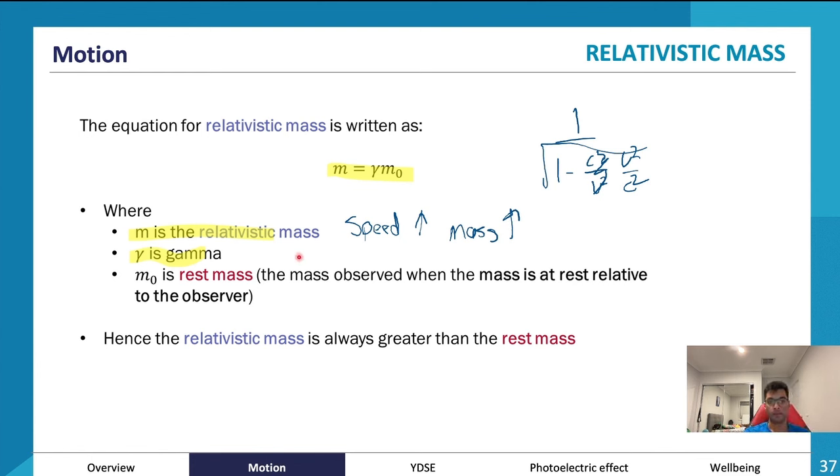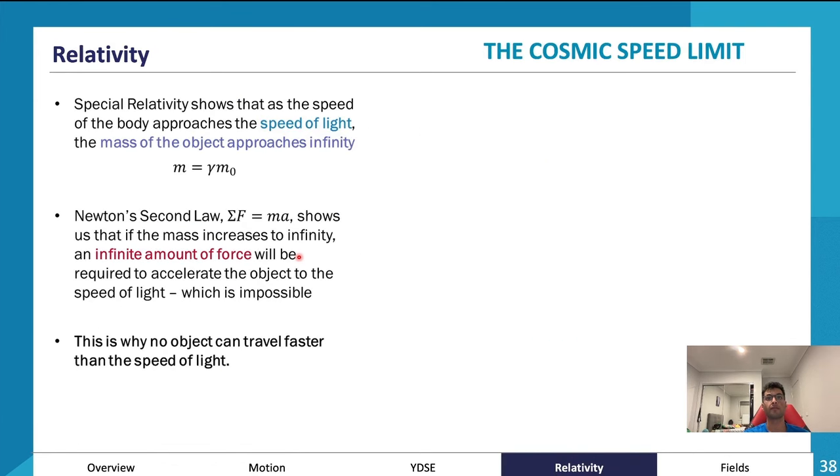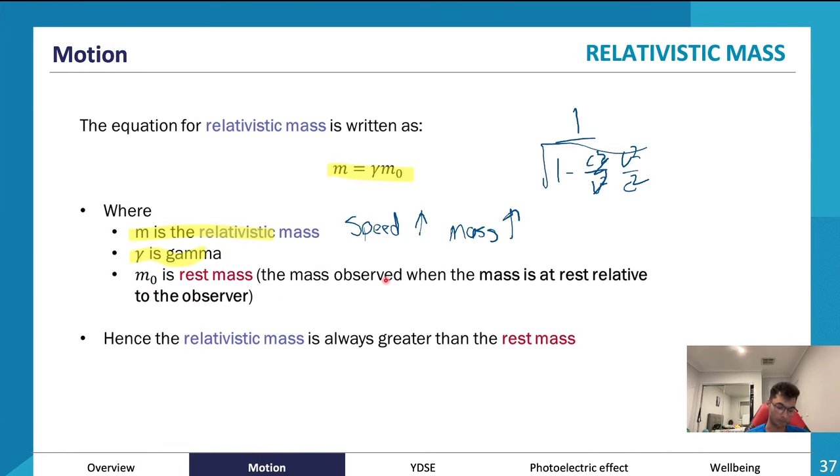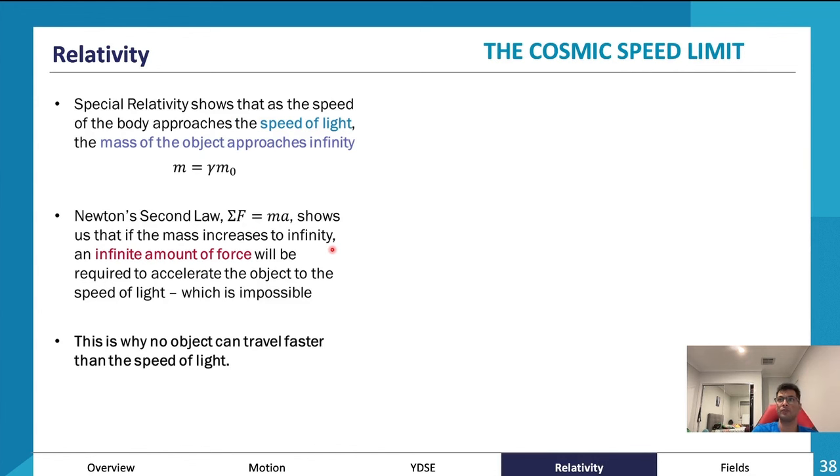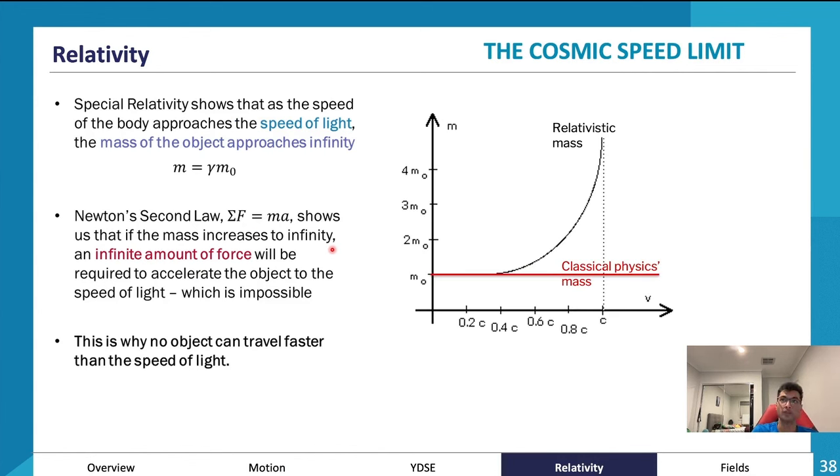Cool. And because of this, I missed something. Your relativistic mass is always greater than your rest mass. The reason for this is because gamma is always greater than or equal to 1. Gamma is never less than 1. So because of this, the relativistic mass is always going to be bigger than your rest mass. And because of this, you get one of these graphs.